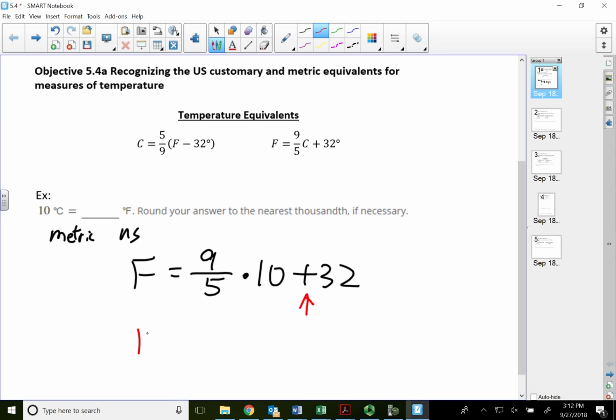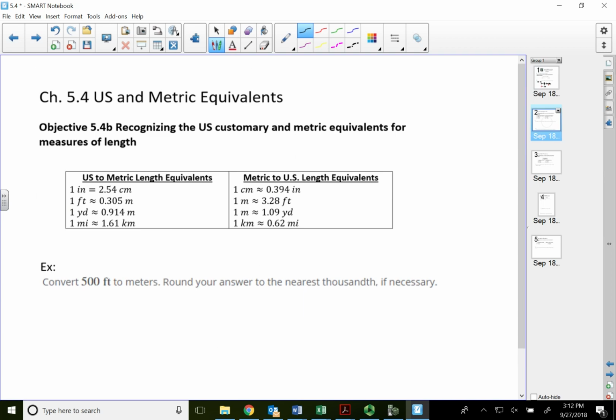Okay, so my answer: Fahrenheit equals 50. So that's 50 degrees Fahrenheit. All right, so that is US and metric equivalent for temperature. Let's take a look at another objective about length.